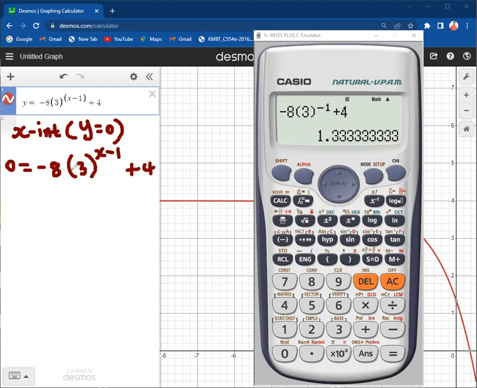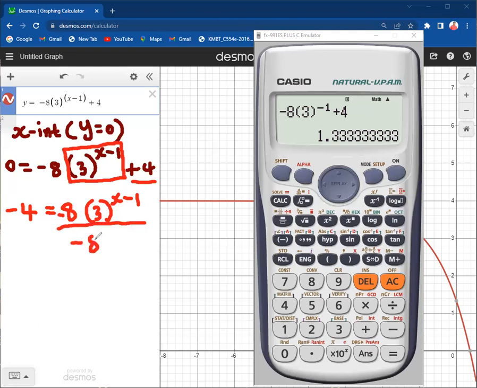Perfect. When you solve an exponential equation, you always need to isolate the part that has an exponent. So I need to isolate this part. I'm going to remove the 4 first because it's not attached to this. I can't remove -8 first because it's attached. Whatever is attached to what you want to isolate, you always remove it at the end. So plus 4 becomes -4 when it goes to that side. Then I have -8 times 3 to the power x minus 1, right?